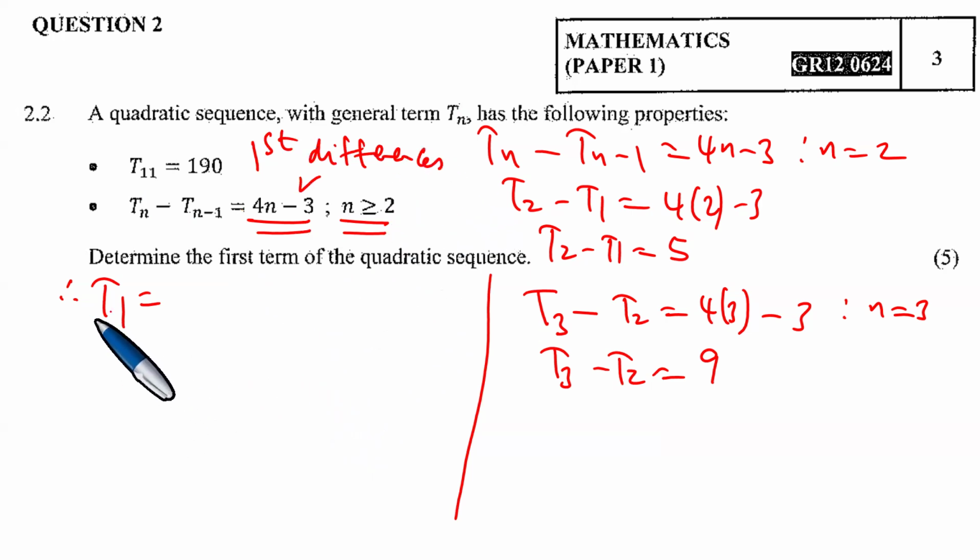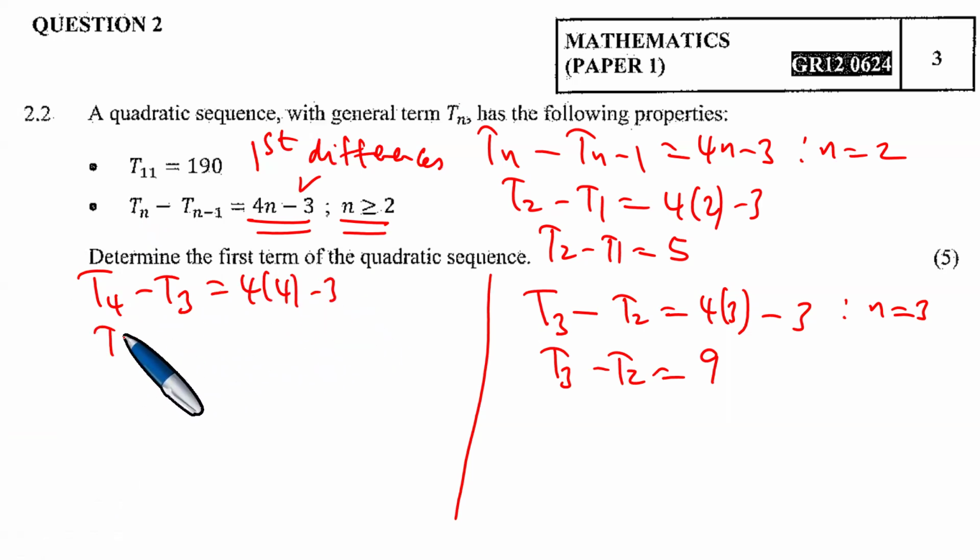Let's find the next thing. So now at this point you have T4 minus T3. If n is 4, then this is T4 minus T3, and therefore this is 4 times 4 minus 3, which means we have 16 minus 3. And what is 16 minus 3? 16 minus 3 is actually 13 there.